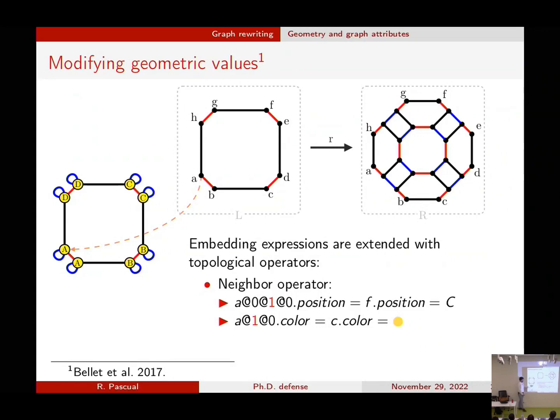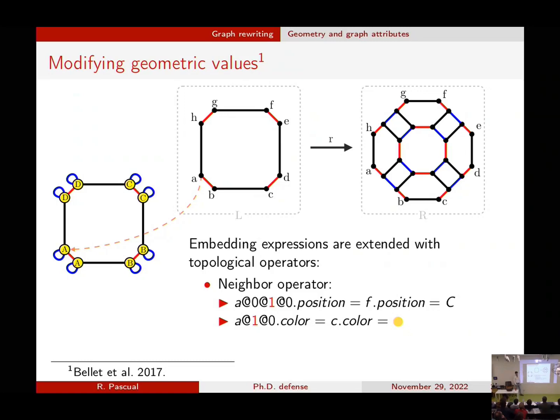The first kind are neighbor operators that, given a dart, allow me to access its neighbor dart. So for instance, if I start on the dart A here, I get its 0 neighbor, H, its 1 neighbor, G, and finally its 0 neighbor, F, and then I can ask for the position. And here, if I compute the same path, I obtain that the position is C. And similarly, I can ask for the color, but since all the points are yellow, whatever path I would write, I would still obtain yellow.